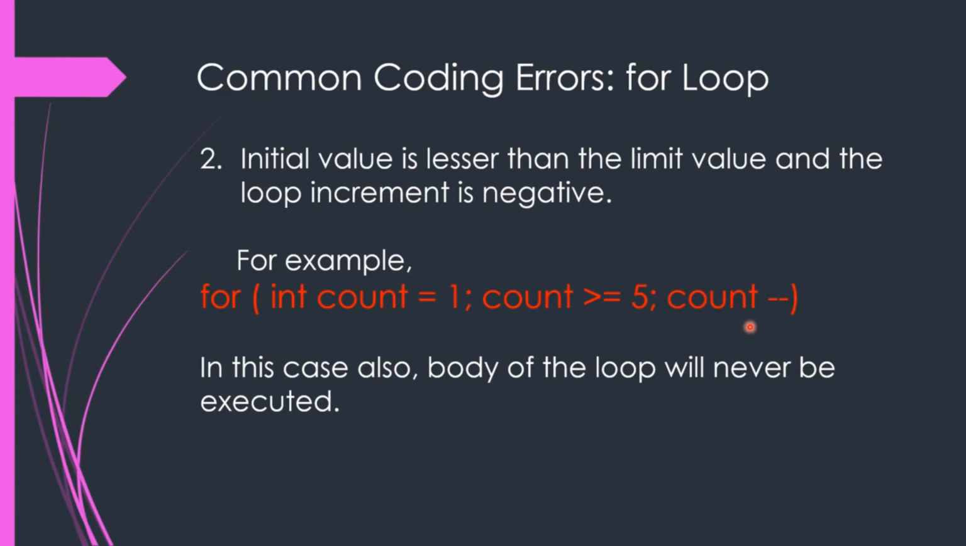Why? Because when it tests for 1, it is always smaller than 5, so the condition is false. But when it goes with 1 minus minus, it will decrement the value of 1 by 1, which means it will become 0. And like this, the number will keep on decrementing and it will never satisfy this condition. So, when the condition is never satisfied, the body of the loop is also never executed.